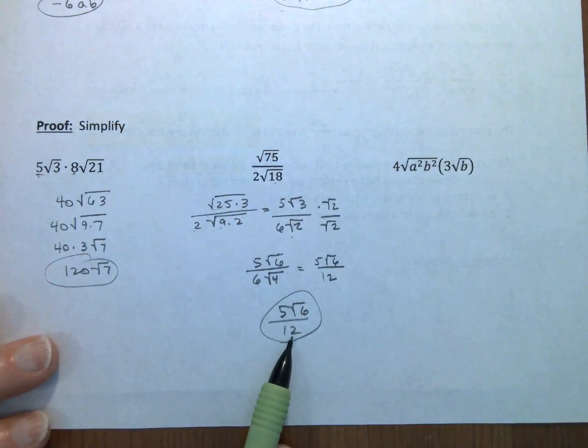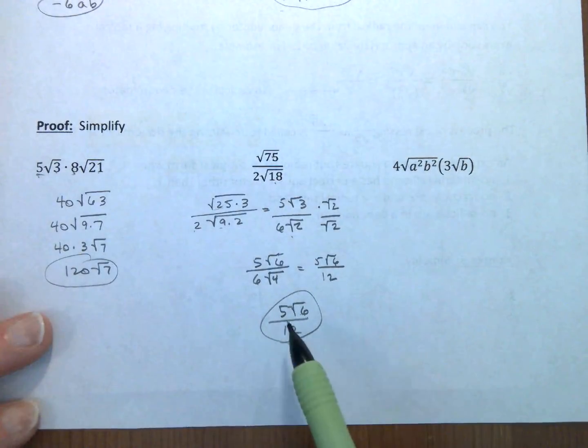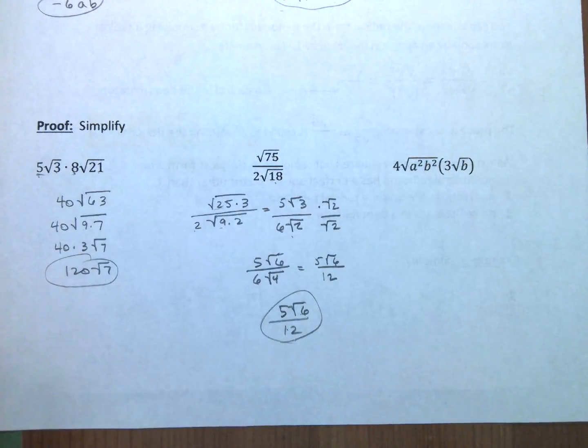I have a rational number in the denominator. I can't simplify square root of 6 any further. And 5 and 12 have no common factors.